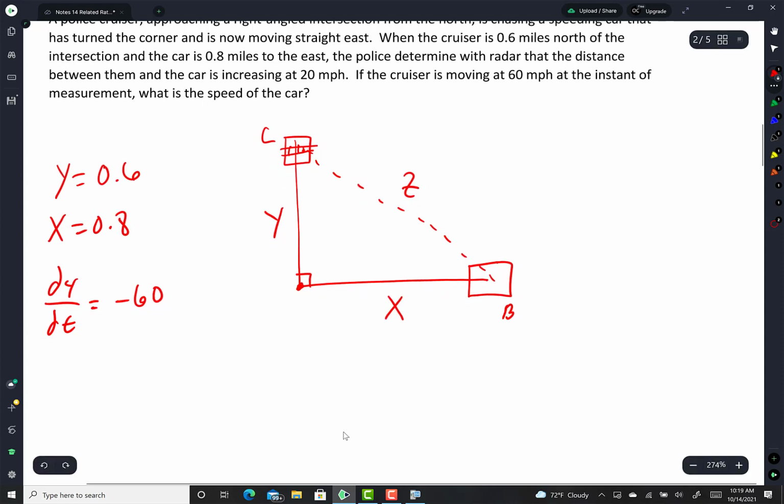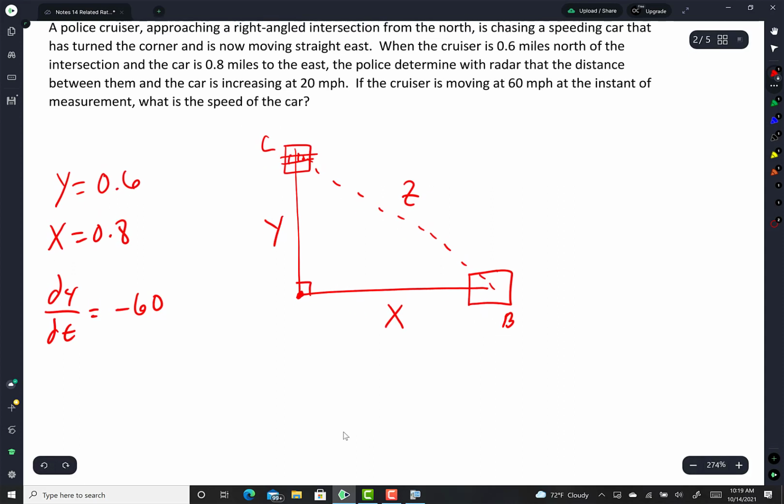All right, let's focus, guys. What's the question that these guys want to know? They want to know the speed of the bad guy. So they want to know dx/dt, question mark. We're going to use calculus to figure this out. You guys ready? Now, they give me a piece of information. The police determined with radar that the distance between them and the car is increasing at 20 miles per hour.